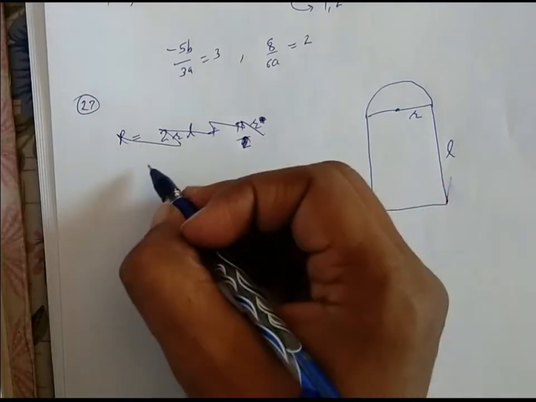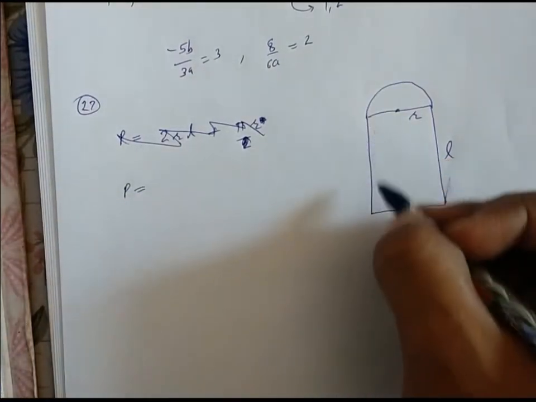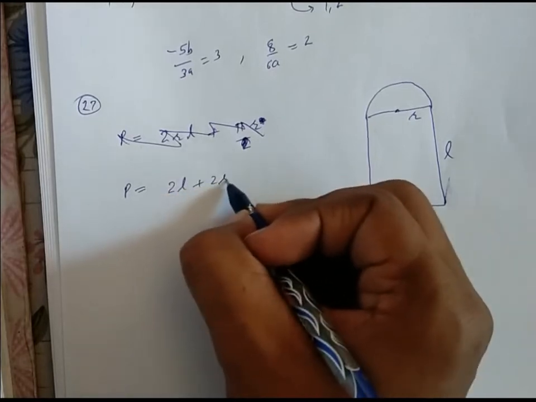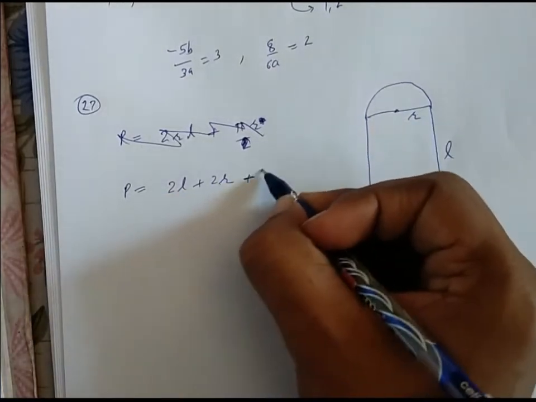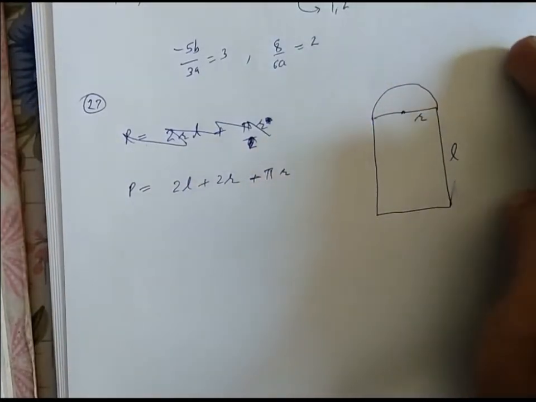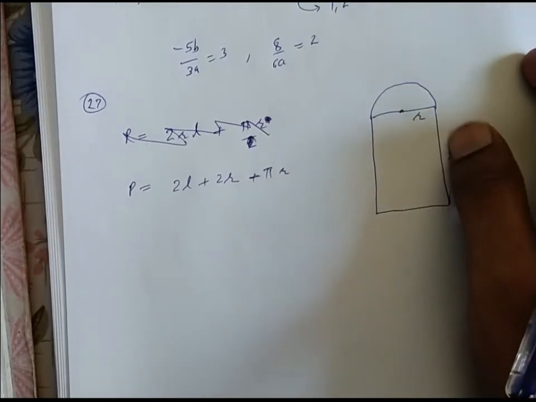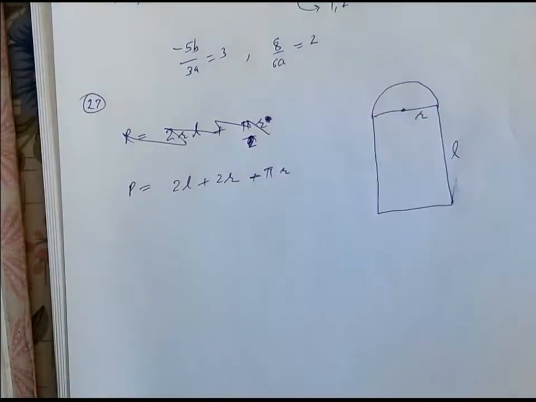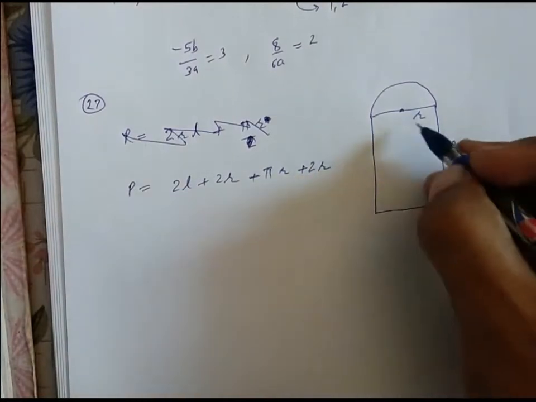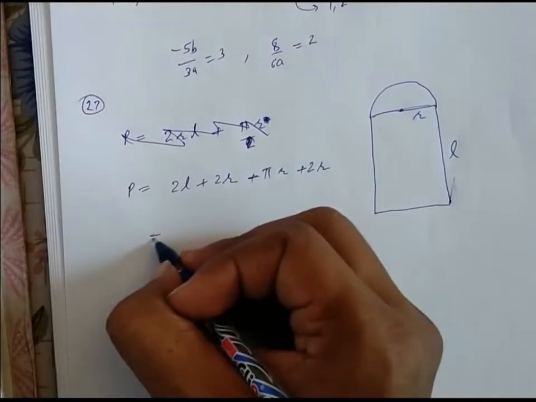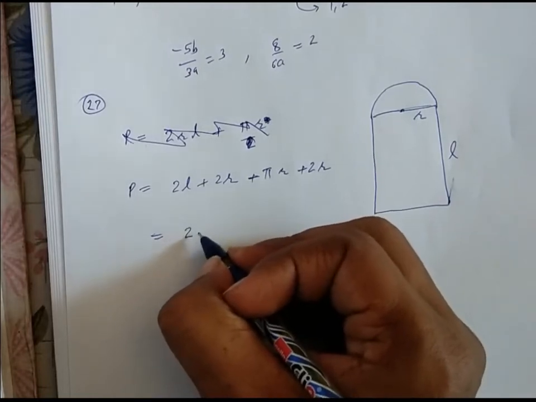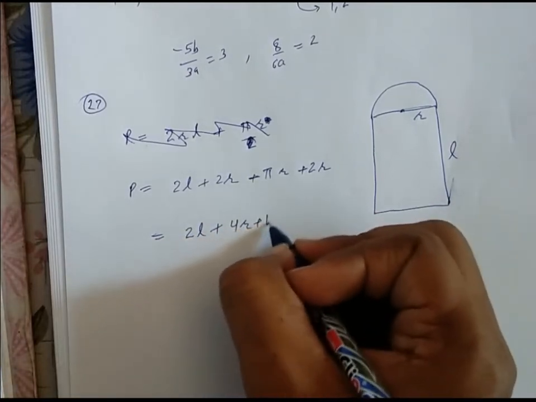Okay, so let's write the perimeter first. So L plus L, 2L plus 2R plus this one plus pi r. I think that's enough. 2R plus 2L plus pi r. Okay. Window of fixed perimeter including the base of the arch. So we should add 2r more. This is to be included. So total perimeter would be 2L plus 4R plus pi r, which is constant.